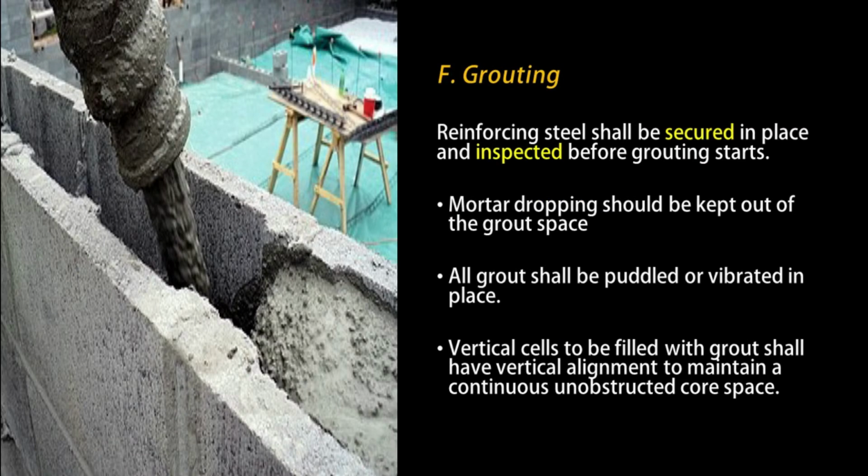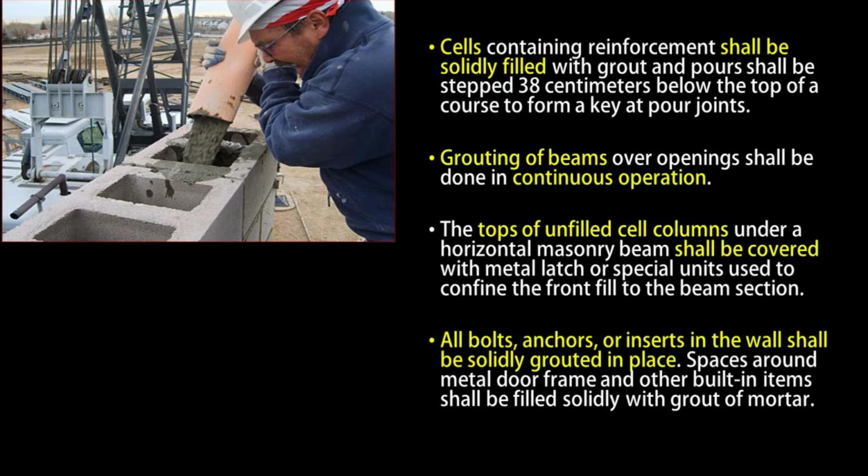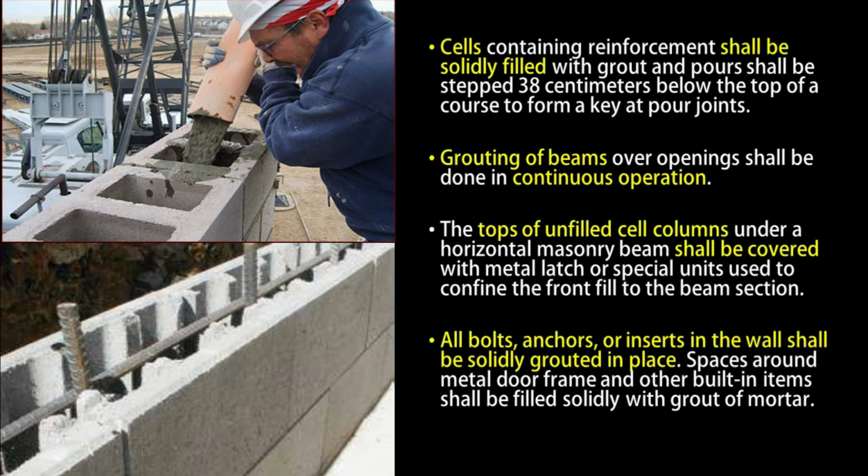Grouting. Reinforcing steel shall be secured in place and inspected before grouting starts. Mortar droppings should be kept out of the space. All grout shall be puddled in or vibrated in place. Vertical cells to be filled with grout shall have vertical alignment to maintain a continuous unobstructed core space. Cells containing reinforcement shall be solidly filled with grout and pours shall be stopped 3.8 cm below the top of a course to form a key at pour joints.